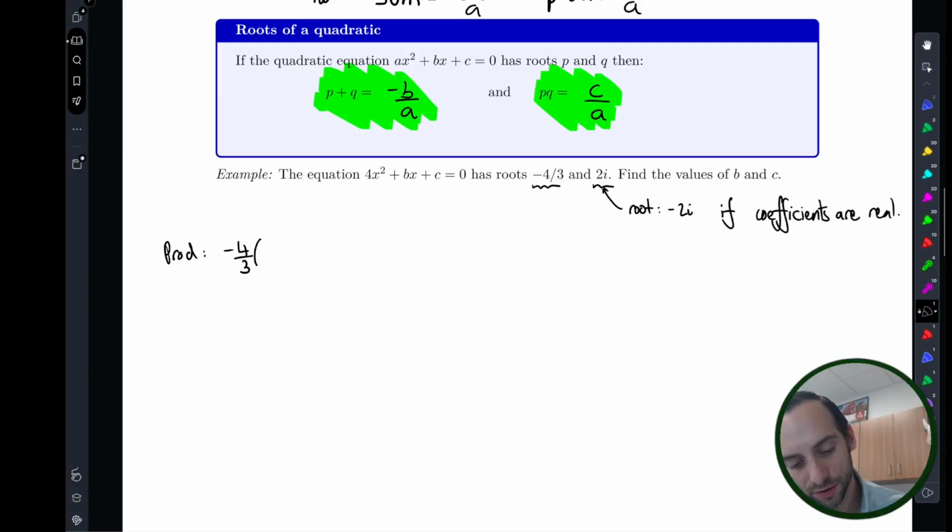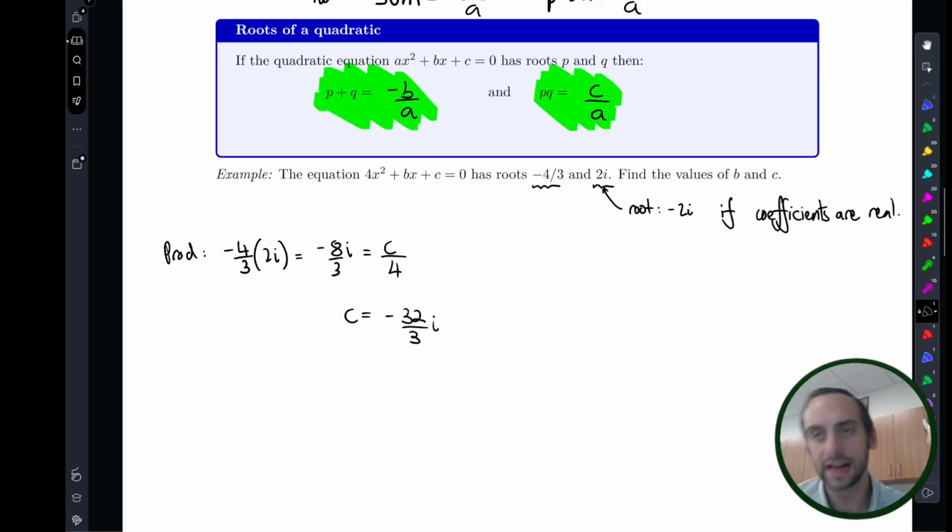So that's negative 4/3 times 2i, which would give us negative 8/3 i. And we know from our formula in the blue box, this should equal c over a, so c over 4. So if we solve this, we get c equals negative 32/3 i, telling us that one of these coefficients is actually imaginary.